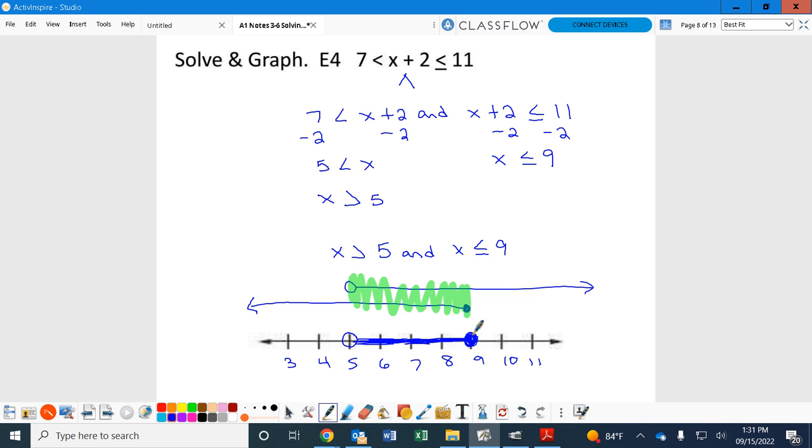Now, it doesn't ask for interval notation, but just practicing again very quickly. 5 on this side, 9 on this side. What goes next to the 5? Parentheses. What goes next to the 9? Brackets. Perfect. Good job, guys. Nicely done.